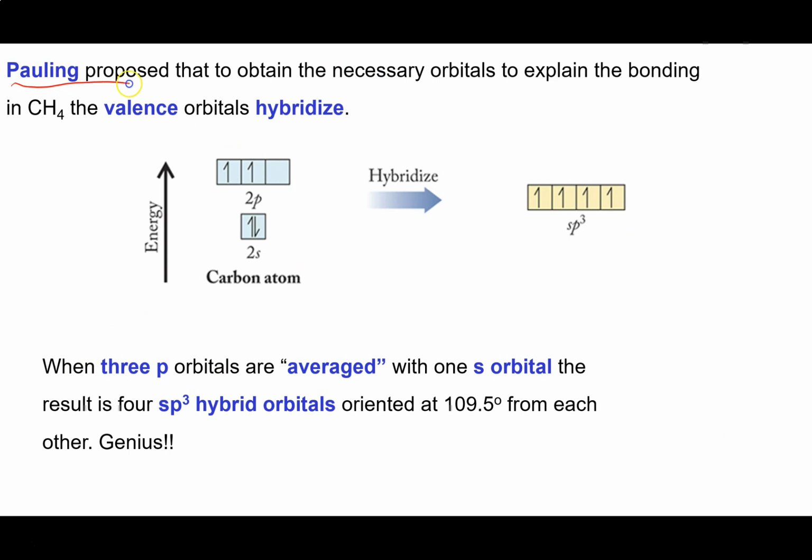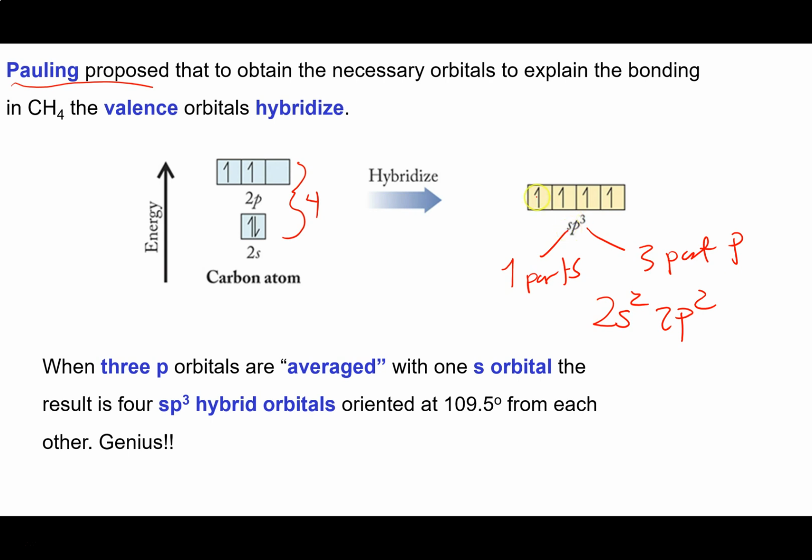So Pauling said that you have to mix all of the valence orbitals together. Carbon has the valence electron configuration 2s2, 2p2. There's one orbital that makes up the 2s subshell and 3 orbitals that make up the 2p. If you mix all of these together mathematically, you end up with 4 new orbitals. Because it's made of 1 part s and 3 parts p, he called this sp3.